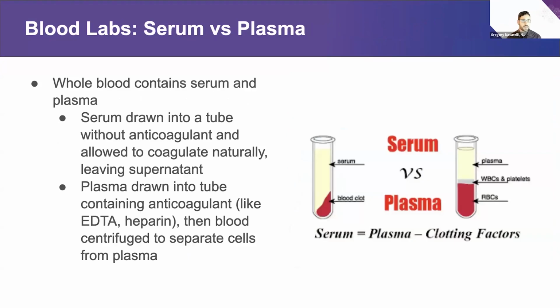One thing to know is that for blood labs, there's serum versus plasma. Serum is essentially plasma minus the clotting factor. So to get serum, you're going to draw it into a tube without an anticoagulant, and then you're going to allow it to coagulate naturally, leaving just this supernatant, which is the serum. And then there's the plasma, which is drawn into a tube with an anticoagulant. And then the blood cells are centrifuged to separate the cells from the plasma, as is seen on the right.